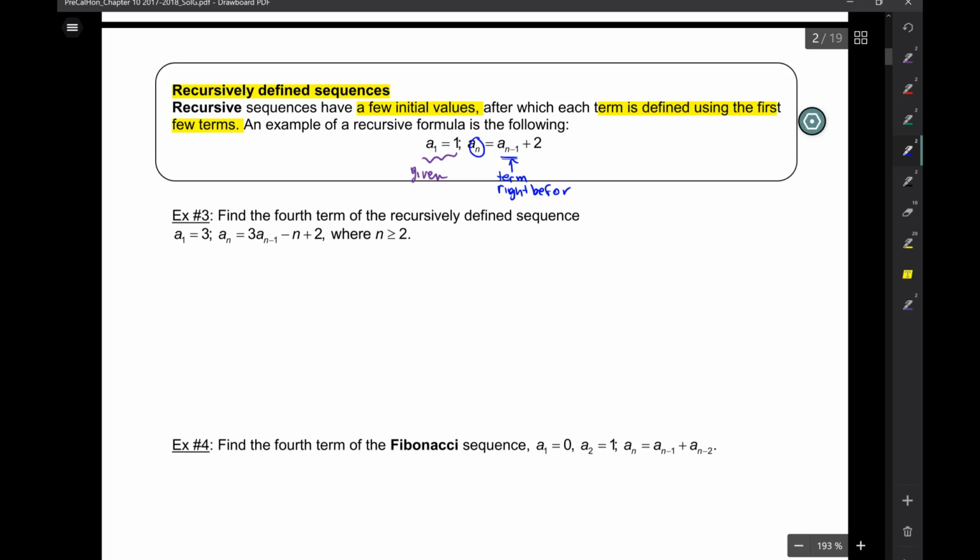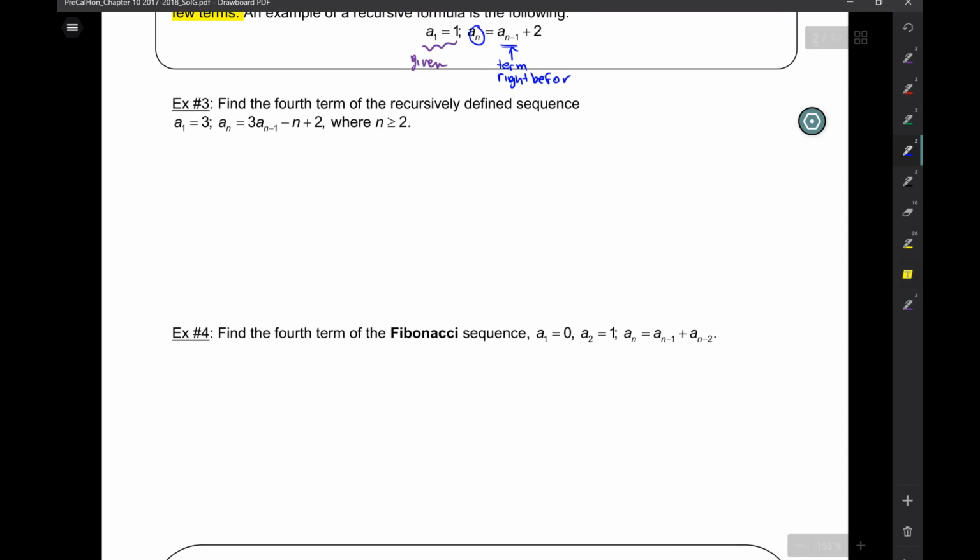Plus 2. So if I have to find the 6th term, what do I do? Take the one right before and add 2 to it. So whatever term I have to find, I take the term right before and add 2. You see how it's recursive? If you want to go forward, use the one that came right before it, add 2. Use the one that came right before it, add 2. Okay? So it's like links in a chain.